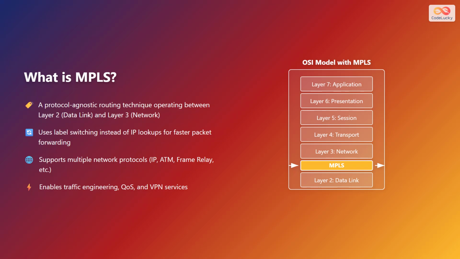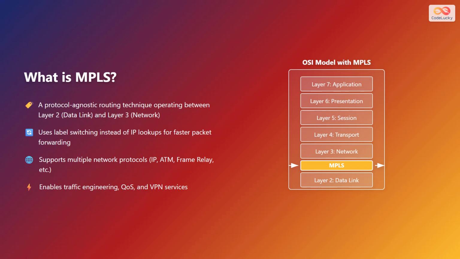So, what exactly is MPLS? MPLS is a routing technique that operates between Layer 2, the data link layer, and Layer 3, the network layer of the OSI model. Instead of relying on IP lookups for packet forwarding, MPLS uses a technique called label switching, which allows for faster and more efficient data transmission.